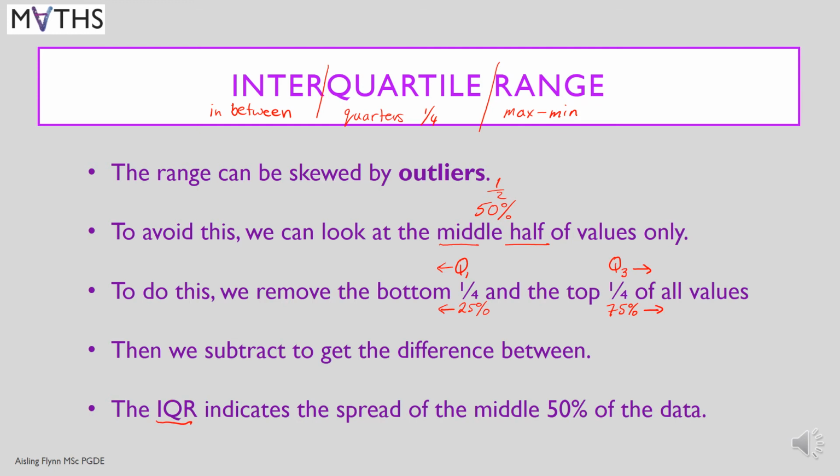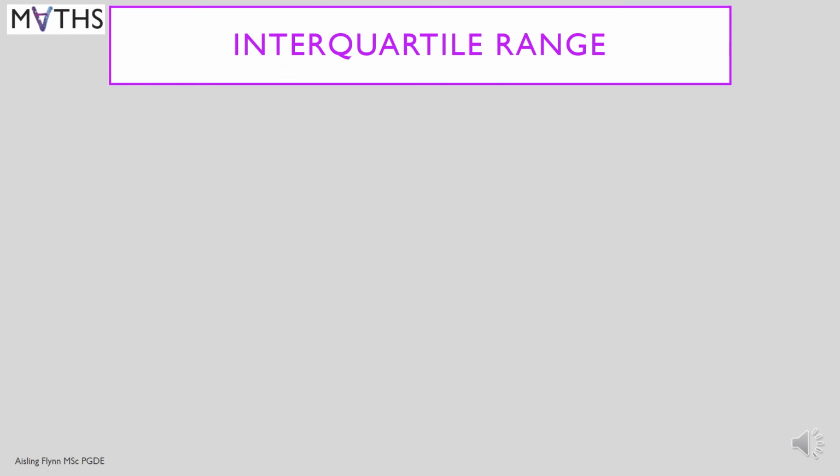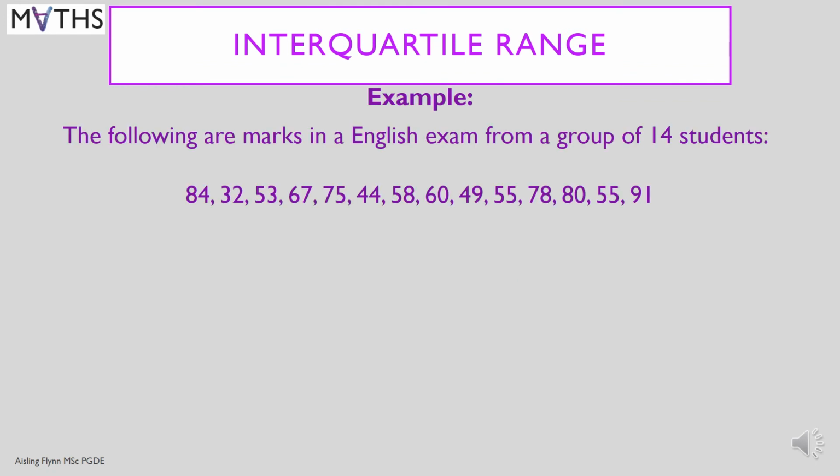It indicates the spread of the middle 50% of the data. So it will tell you that half the people are between this value and that value, and it gives you an indication of where most of the data is bunched together, without taking into account outliers. So we best do an example and see how it's done.